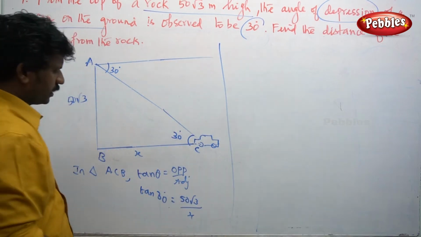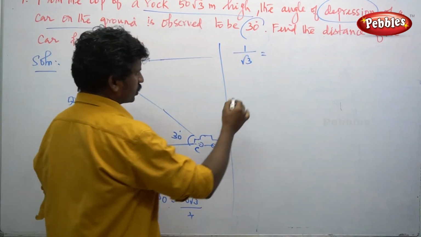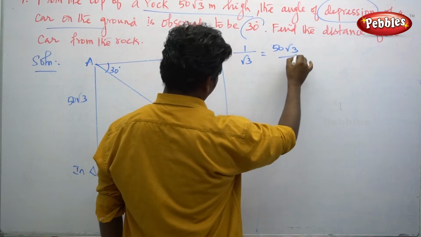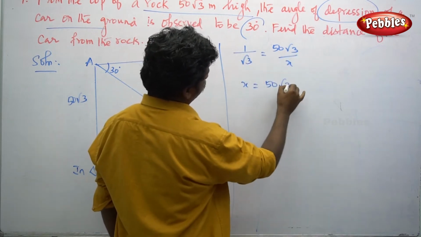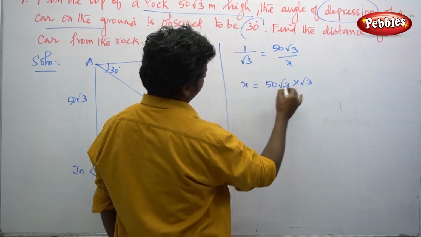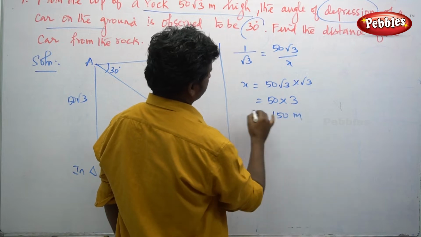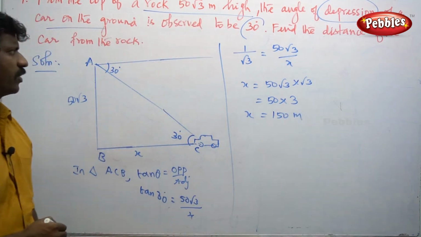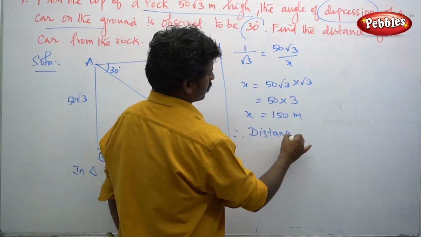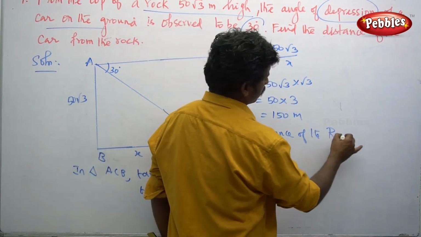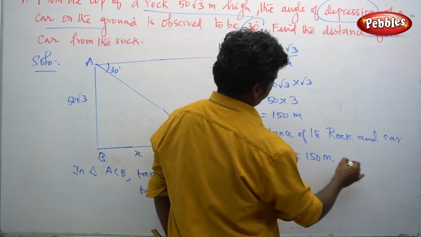So tan 30 degree, 1 by root 3, is equal to 15 root 3 by x. 1 into x, x is 15 root 3 into root 3. So 15 root 3 into root 3, that is 3, this is 150 meter. The x is equal to 150 meter. Therefore the distance of the rock and car is equal to 150 meter.